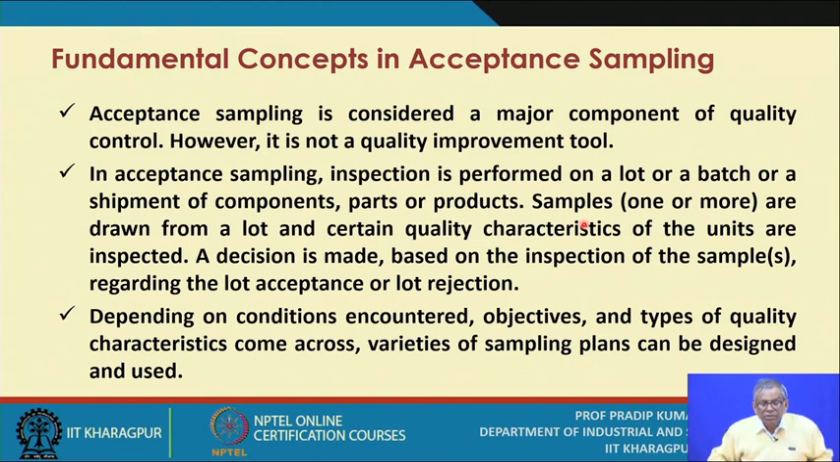Now, acceptance sampling is considered a major component of quality control. Whenever you go through a topic called quality design and control, as right now we are going through the subject called quality design and control, acceptance sampling is a very important concept you must be aware of. Among all the tools and techniques that you are going to learn, or have already learned, you will find that acceptance sampling techniques are widely used by almost all organizations.